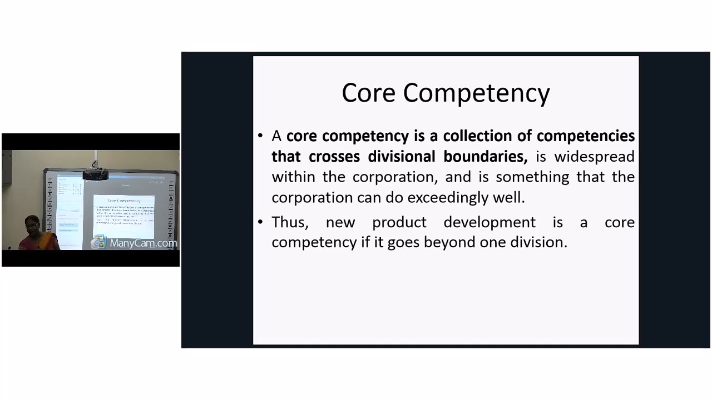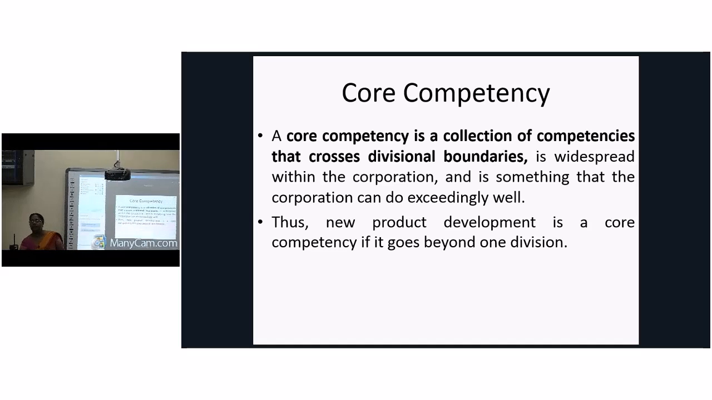For example, in introducing a new course, we need the support of every department. Curriculum development, writers, approvals from every department, we need the support. So if everyone works together, we say core competency. It becomes a core competency.